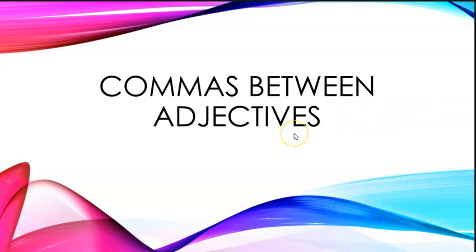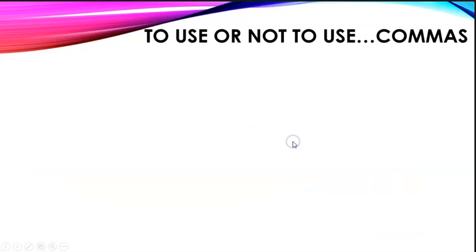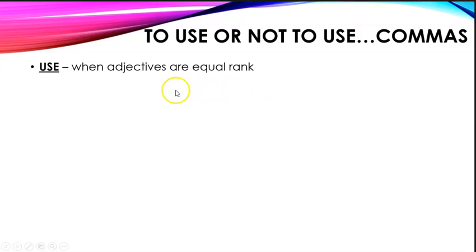Okay, this lesson is on commas between a series of adjectives in front of a noun, and it is our fifth lesson on modifiers. So the question is, when to use or not to use a comma between adjectives when you have a noun that's modified by more than one. You're going to use commas when the adjectives are equal rank.